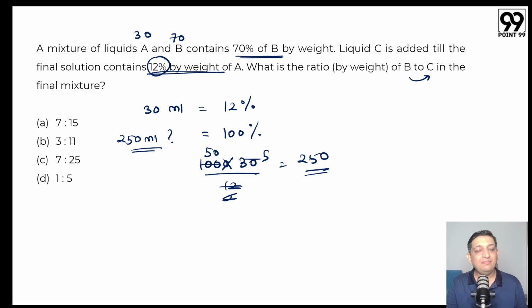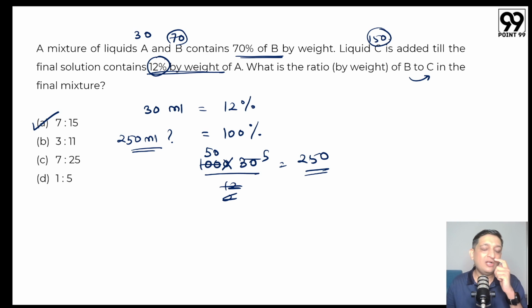Now what does that mean? 30 ml was liquid A, 70 ml was liquid B, which means that liquid C will have to occupy the remaining 150 ml. So what does this tell me about the ratio of the weight of B to C in the final mixture? B will be 70 ml and C will be 150 ml, which means that the ratio will be 7:15.